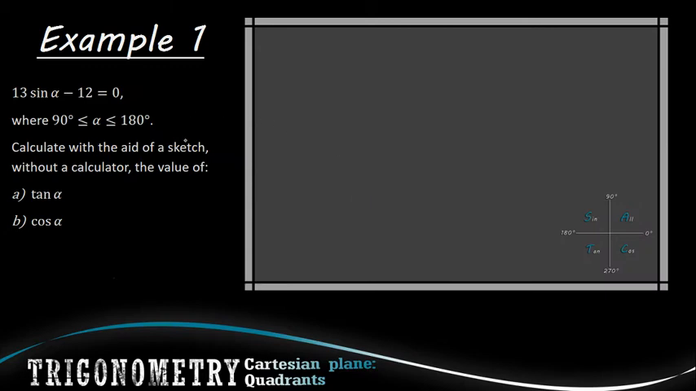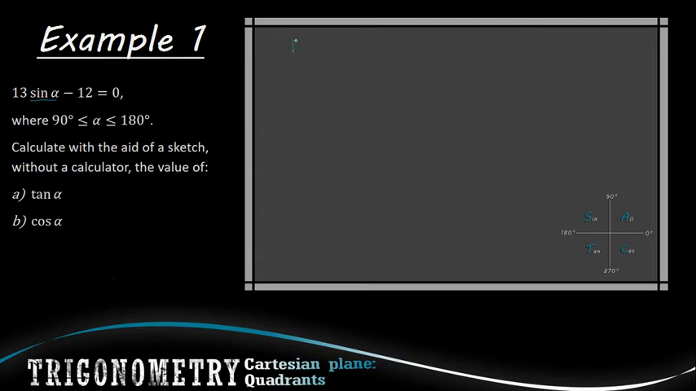Now, for example 1, these types of questions normally start with two pieces of information. We've got an equation and then we have a restriction. And it also states that we have to calculate these values with the aid of a sketch. First of all, we need to determine in which quadrant we need to draw our sketch. So to do that, I'm going to solve the equation, isolating sine of alpha.